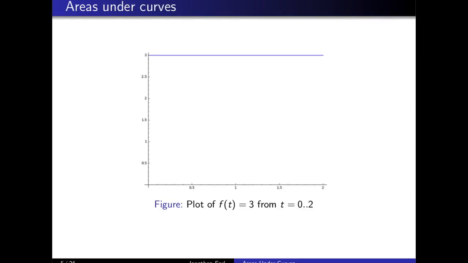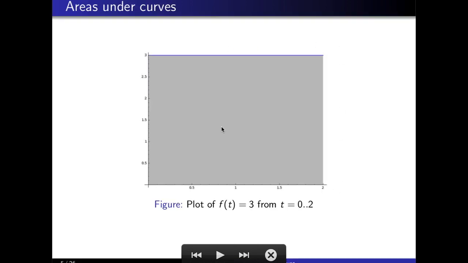Okay, so we said we want to talk about areas under curves. So let's kind of develop the idea that we want to proceed with. Suppose that we have the function f of t equals 3 and we're going from t equals 0 to 2, and we'd like to find the area underneath this curve and above the x-axis. Well, here we're just dealing with a rectangular region, so we have height 3, we have width 2. This gray box is going to give us 6 units of area.